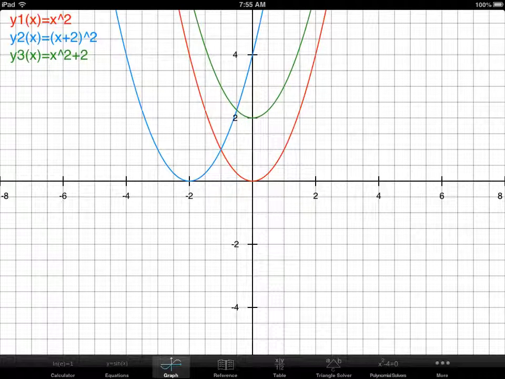So on this graph, we still have y equals x squared. And then we have, in the blue, y equals x plus 2 squared. Notice here that the plus 2 is inside the parentheses. And notice what happened to the graph. The origin moved left. That's because this equation is really y equals x minus negative 2 squared. This is a horizontal translation.